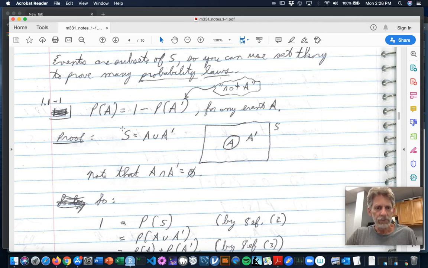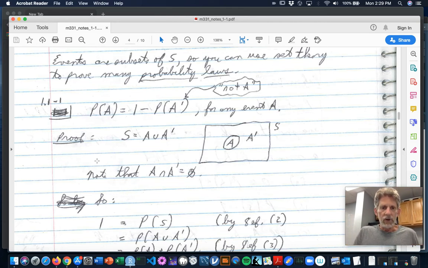Here's how the proof goes. The set S is actually equal to the union of A and A complement, because every outcome has got to be in A or not in A, right? Pictorially, with a Venn diagram, where S is this entire rectangle here, and A is this circle, all the points inside the circle make up the event A. Then A prime, the complement of A, is all of the points in the rectangle that are not in the circle, okay? And the S is hanging around outside saying, hey, that rectangle is everything, all the outcomes.